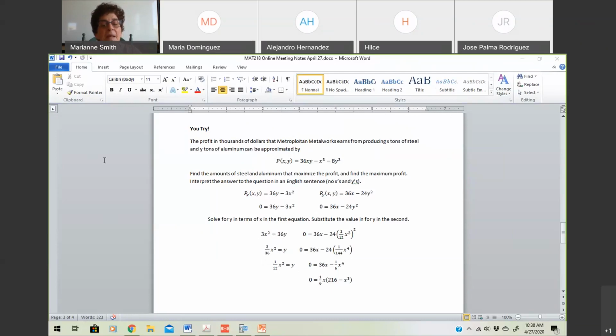Okay. Then what I'm going to do is I'm going to plug that into the second equation for Y. Okay, so here's 1/12 X squared going in for Y, and Y is squared here.